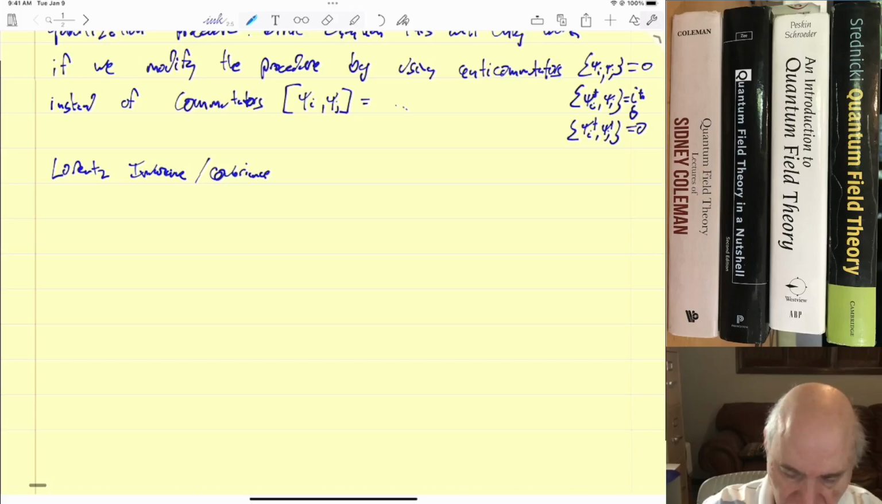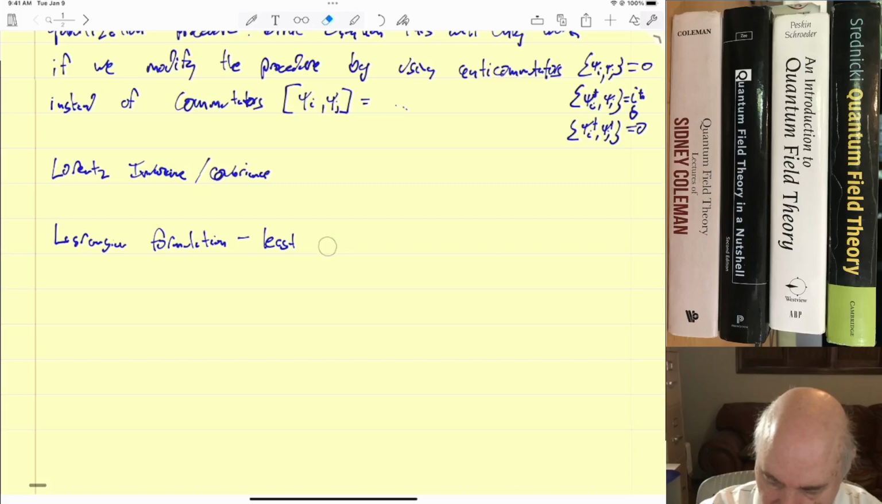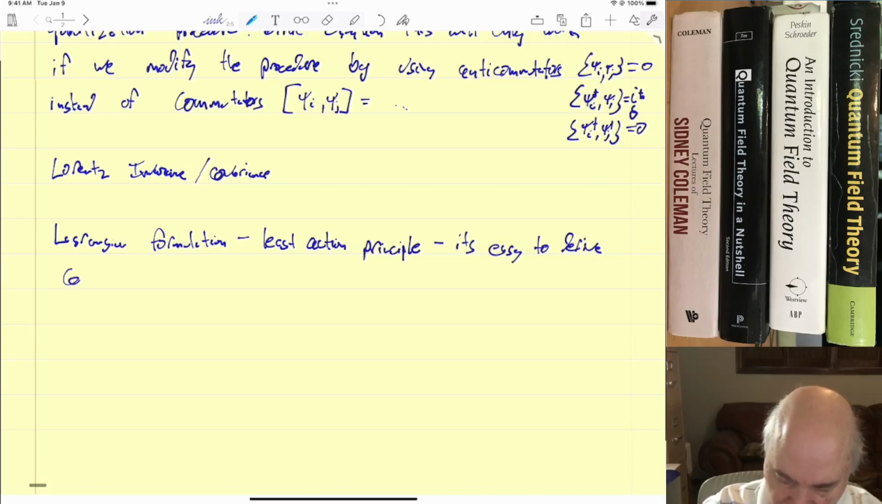Because we use the Lagrangian formulation, which is essentially the least action principle, because we're using this principle, it's very easy to derive covariant wave/field equations, especially at the classical level.